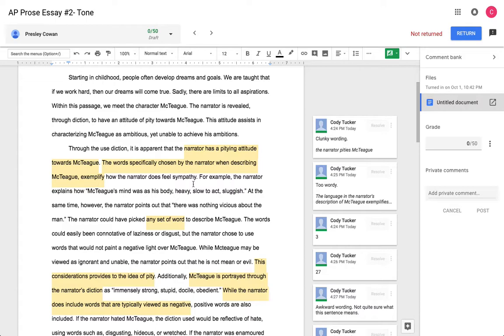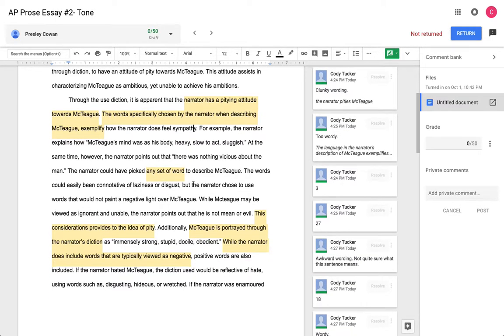I want you to really look out for awkward wording, and I want you to focus on saying things as clearly and concisely as possible, because oftentimes if you can say something in fewer words, it is by default easier to understand for your audience.